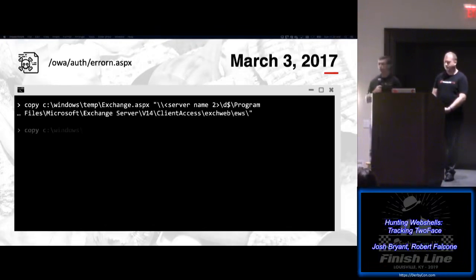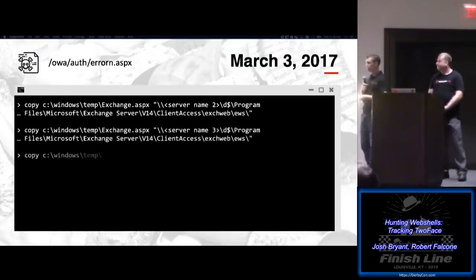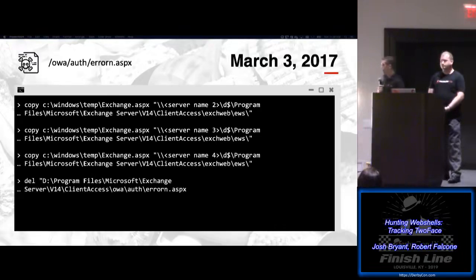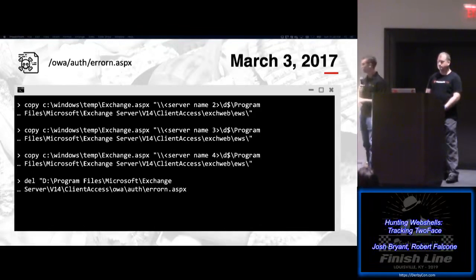So what else did they do? They copied that web shell over to the other 3 Exchange servers that they found. Okay, this is them pivoting and moving laterally to other servers on the network to expand their access. Then what did they do? Before they left, they deleted the TwoFace payload from the system just to clean up after themselves.